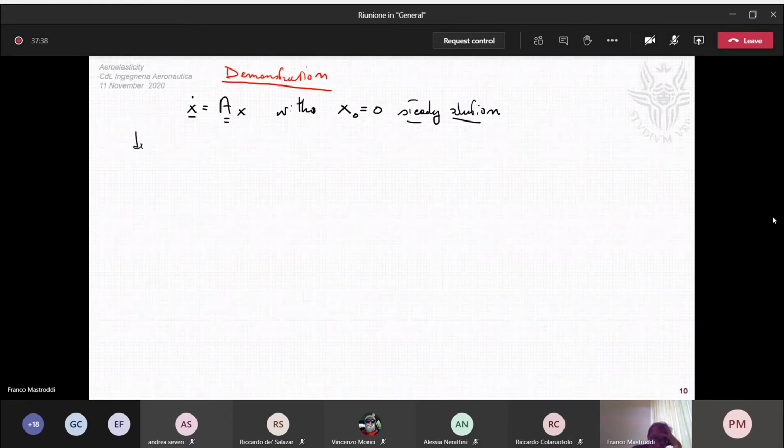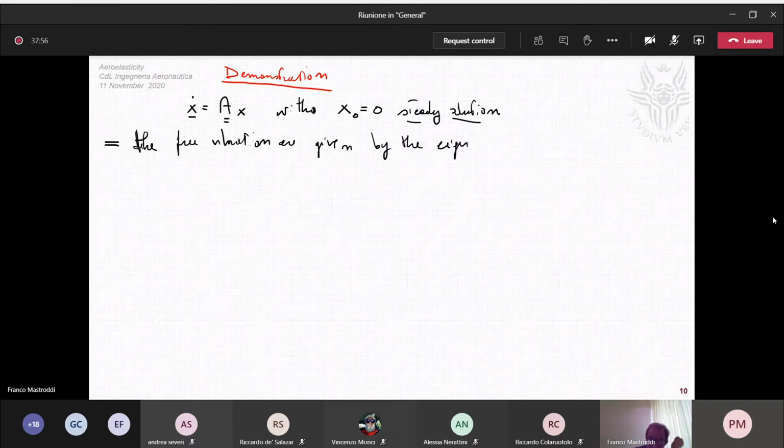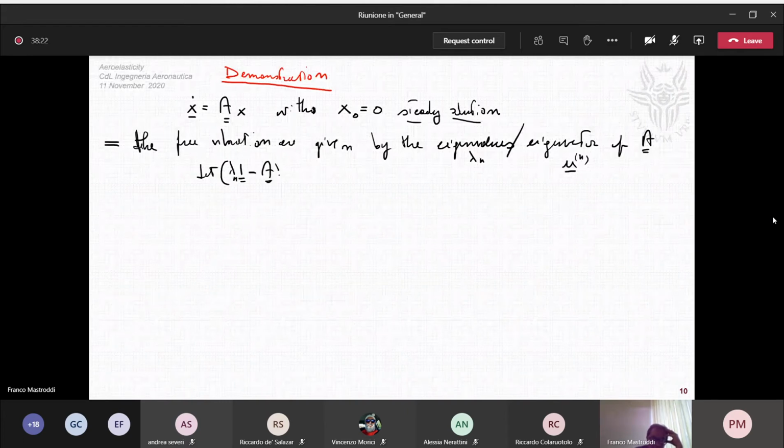Okay, so what about the vibration around this steady 0 solution? The free vibrations are given in this case by the eigenvalues and eigenvectors of the matrix, the eigenvalues lambda, the eigenvector u, and so obtained in the usual way, the standard eigenproblem, by taking the determinant of lambda I minus A equal to 0, and then determine the eigenvector by solving the following.